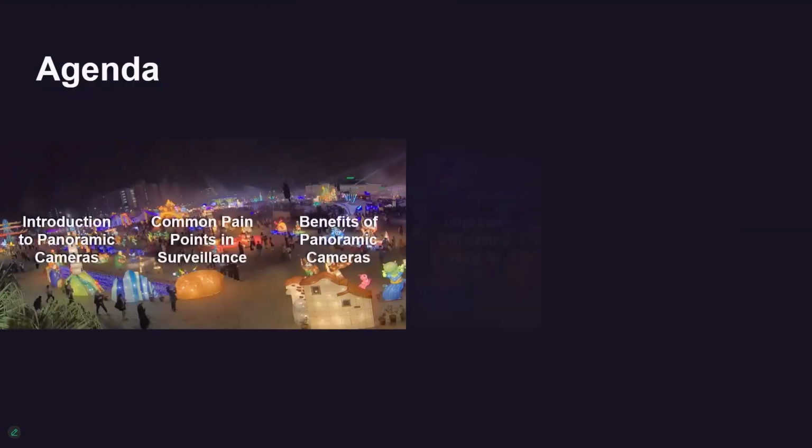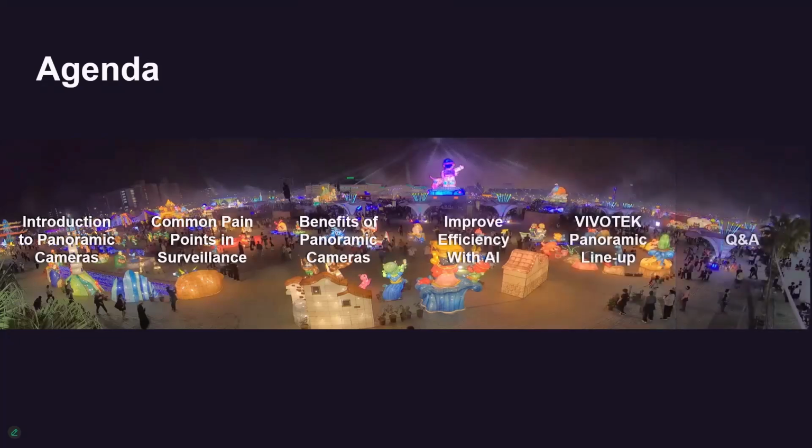All right, so here's what we're going to cover. We'll start off by explaining what panoramic cameras are and why they're a game changer in the surveillance industry. Next, we'll dive into the challenges many organizations face with traditional surveillance systems like blind spots, high cost, and inefficient monitoring, and how all of these pain points can impact your operations. We'll then discuss how panoramic cameras address these challenges, offering cost effective, wide area coverage with fewer devices and simpler installation. We'll explore how integrating AI technology with panoramic cameras can take your surveillance to the next level, enabling smarter analytics, real time alerts, and improved decision making.